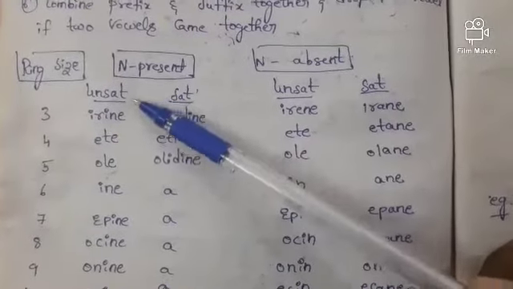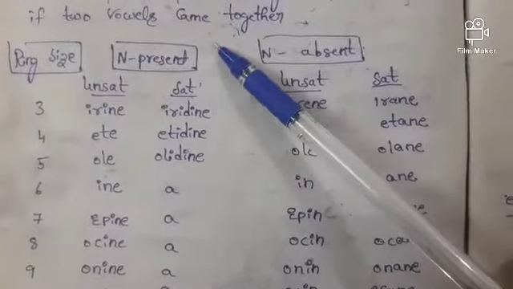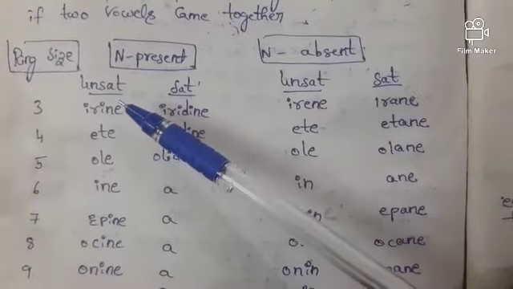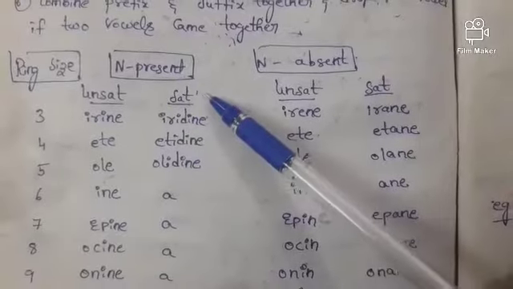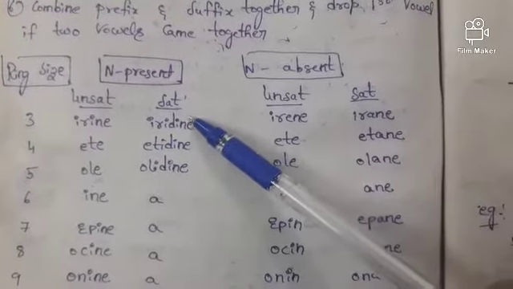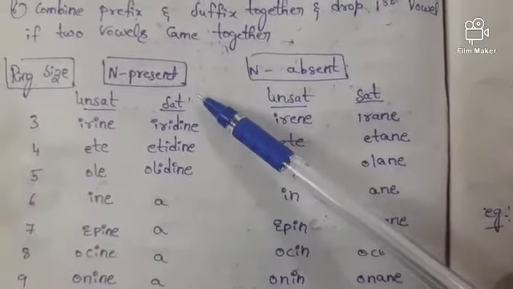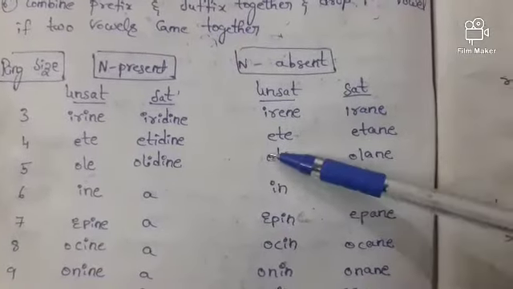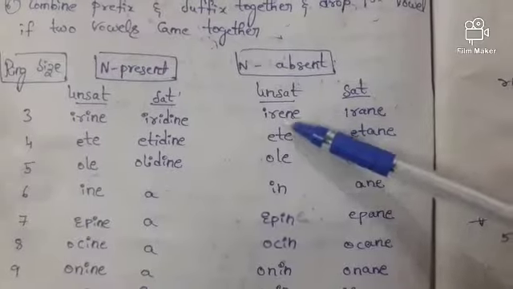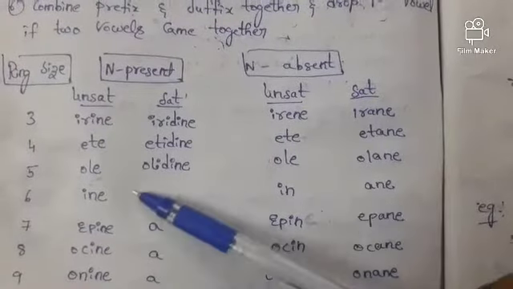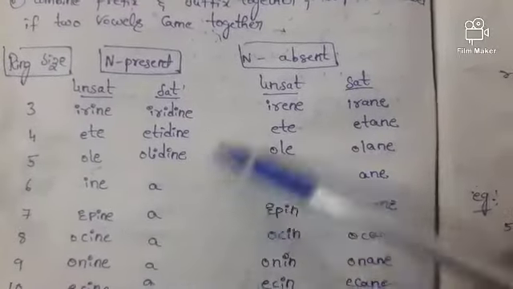If nitrogen is present, next we have to observe whether that particular ring is unsaturated or saturated. If nitrogen is absent in that ring, then we should also focus on whether the ring is unsaturated or saturated. Just try to remember these, friends.